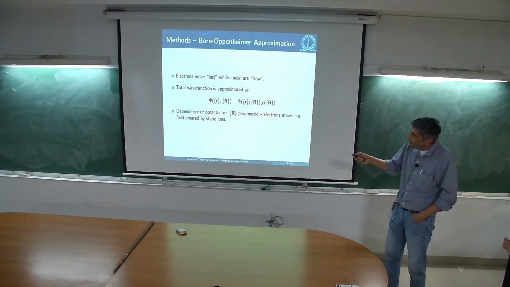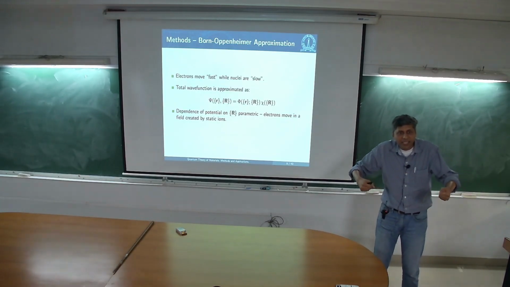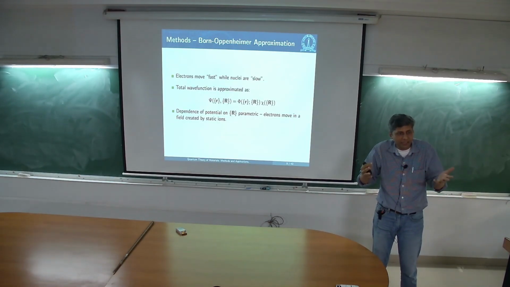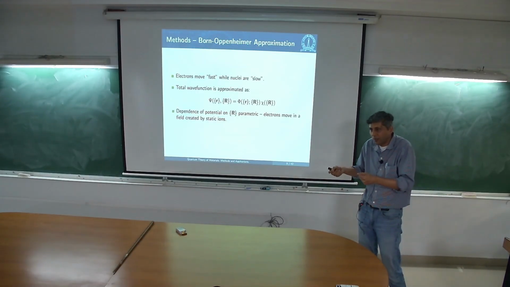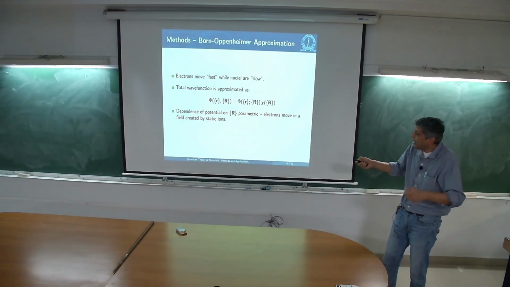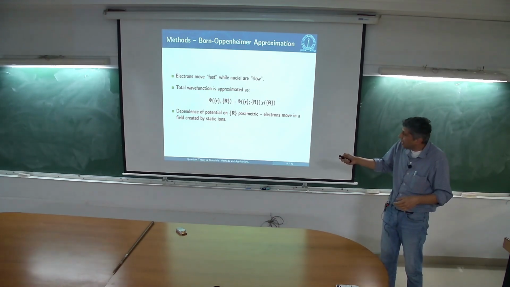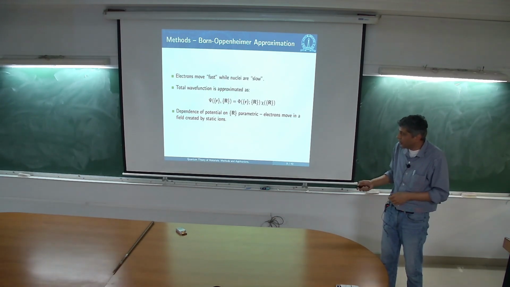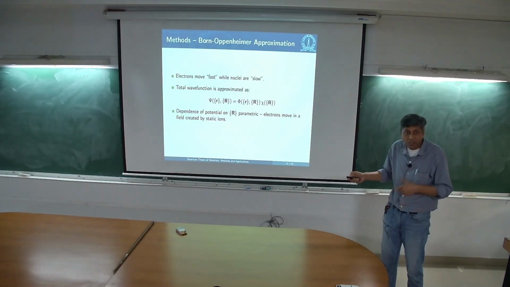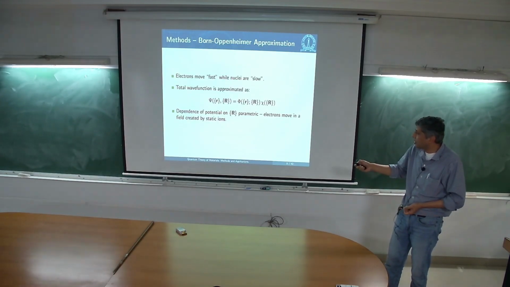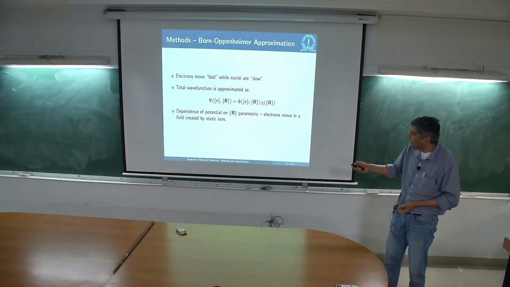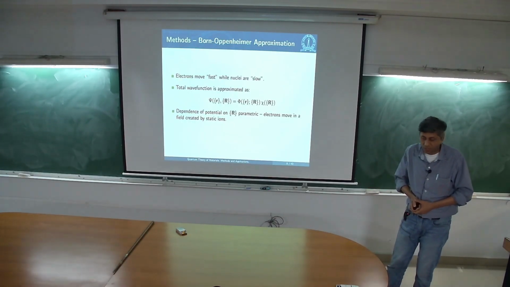So if electrons move fast, namely that they readjust instantaneously, of course nothing is instantaneous, but we assume that it adjusts instantaneously to the position of all the atoms, then of the ions, then what you can do is write the wave function, which was dependent on the position of all the electrons and all the nuclei, in this form, where this is just the electronic part of the wave function, and this is the nuclear part of the wave function.